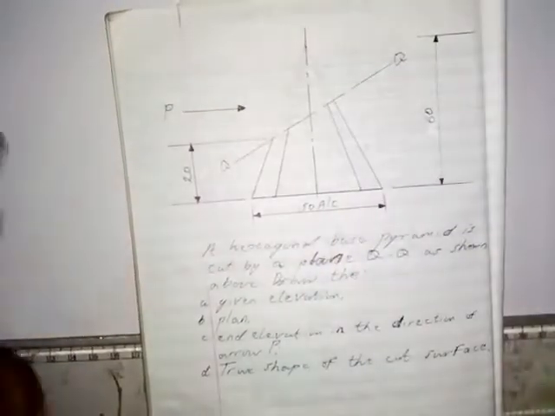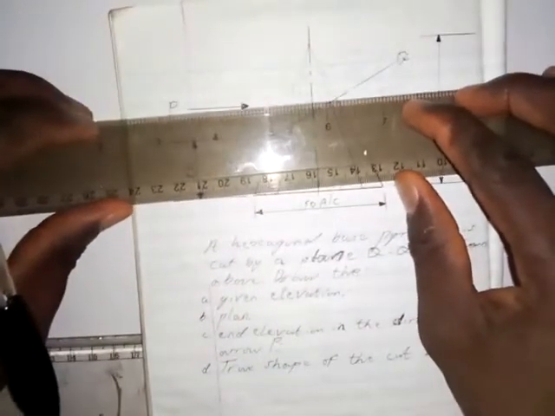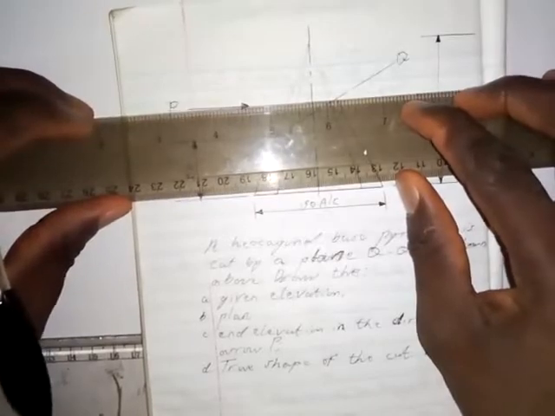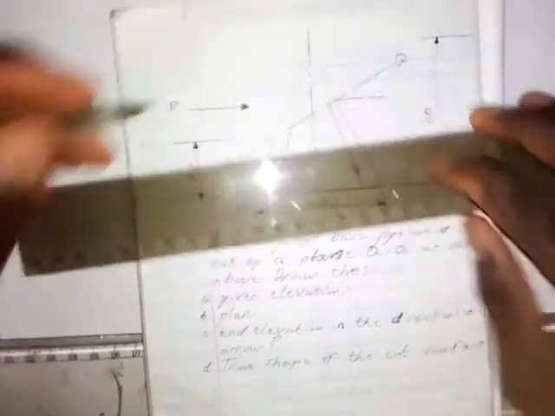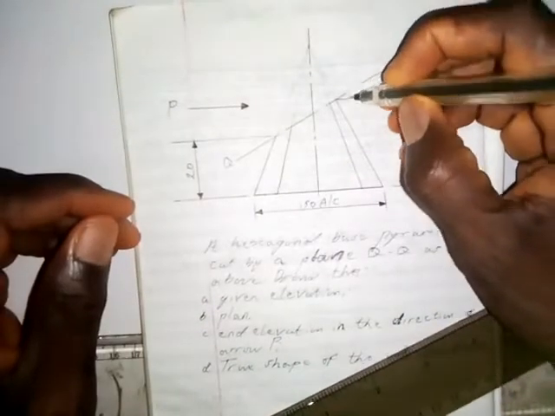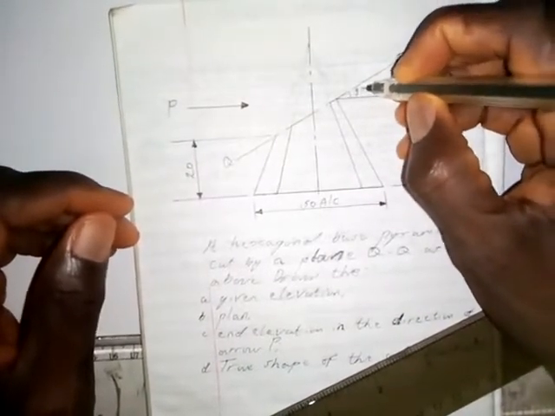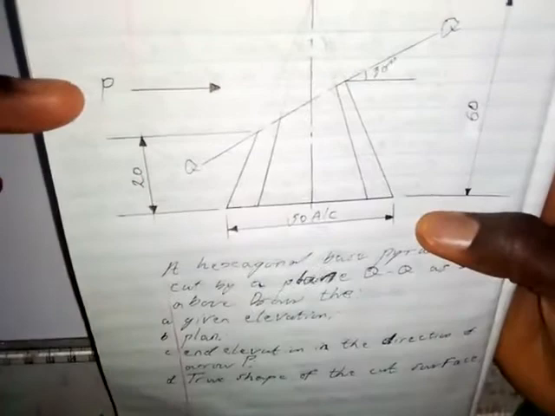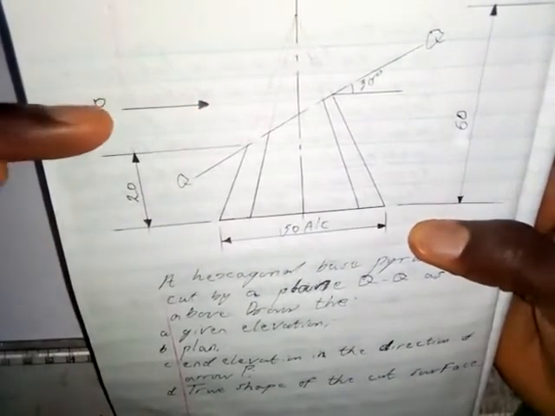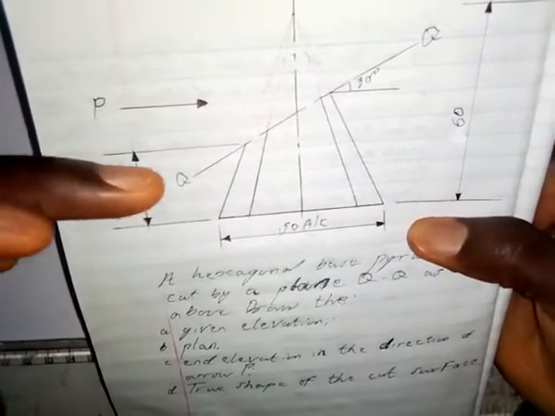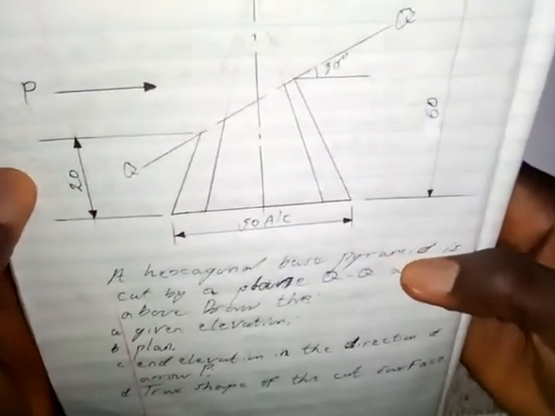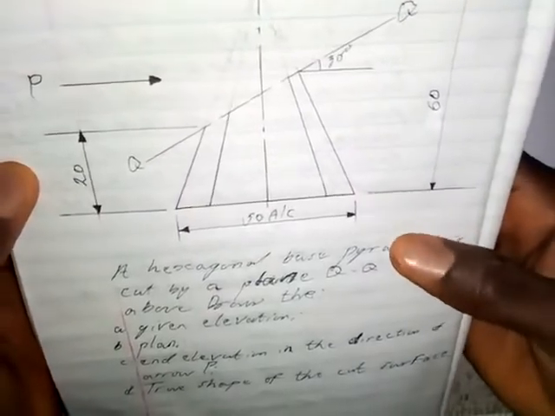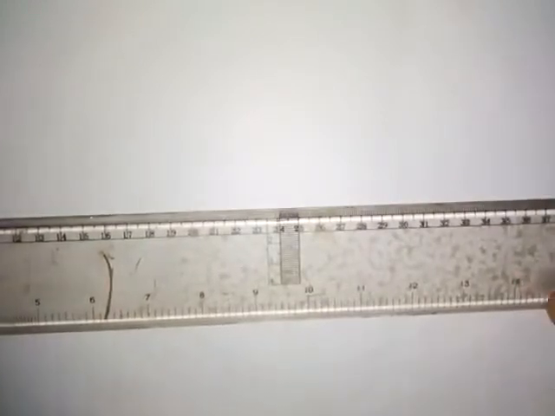There is something that I omitted here, which is very, very important. This is a cutting plane. This cutting plane is inclined at an angle of 30 degrees. So I didn't put it there, so let me show it here. It is inclined at an angle of 30. This is arrow P, which we are going to follow its direction to produce the end elevation of the hexagonal pyramid.